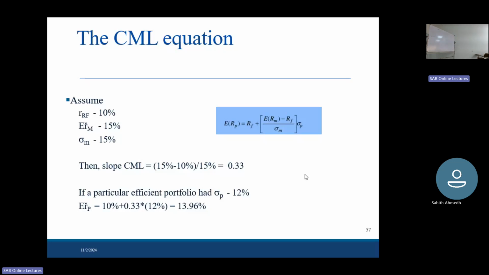Then our expected premium here: the price of the systematic risk is the slope multiplied by your efficient portfolio standard deviation. So then your expected return is 13.96. This is based on the CML equation. Expected return you can calculate like this. Any question? Do you have any question?